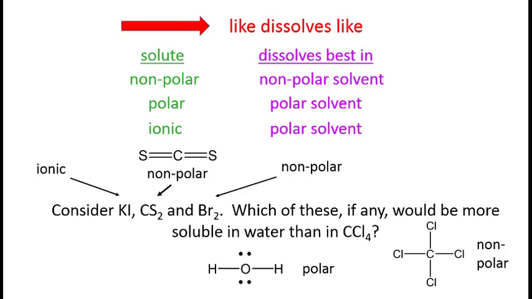We would predict that the two nonpolar solutes, CS2 and Br2, would be more soluble in CCl4 than in water. So to answer the question, only KI, being ionic, would be more soluble in water.